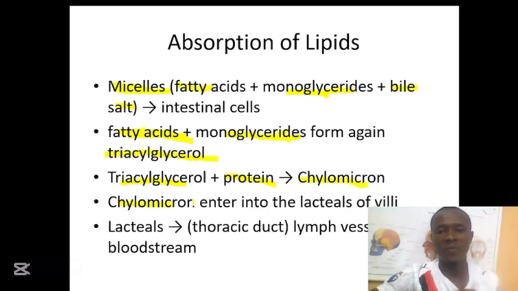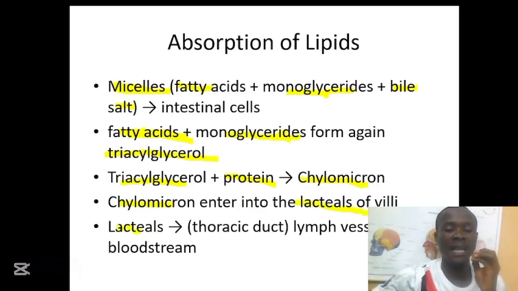In the intestinal cells, the triacylglycerol will combine with a protein in order to form what we call a chylomicron. The chylomicron will not enter into the bloodstream of the villi as it happens in the case of carbohydrate and protein digestion, in which they enter into the bloodstream and travel to the liver. The chylomicron is too large to enter into the hepatic portal system. Instead, it enters into the lacteals of the villi.